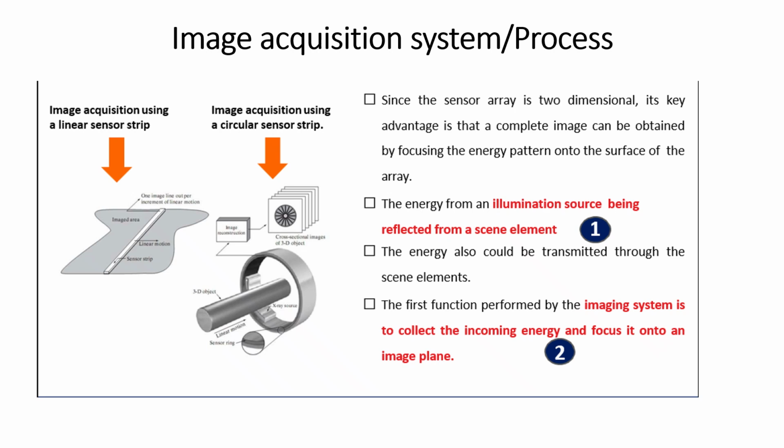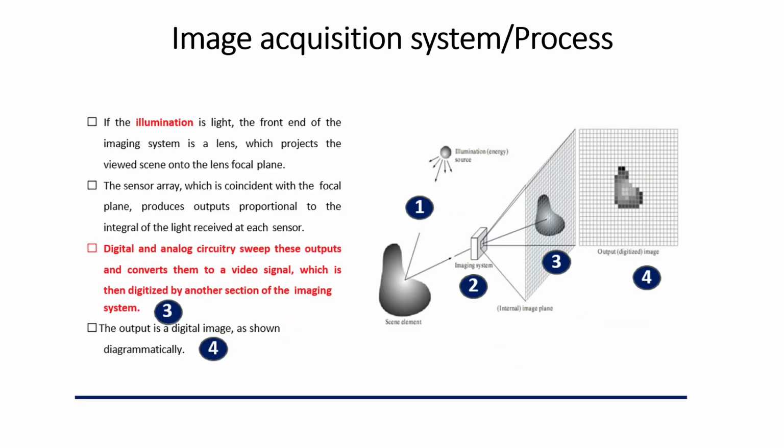We can see the next slide. In this, we could see that some scene element is getting energy from the sun. Energy is acquired by the image. Two is the imaging system where we are going to capture the image. Third one is digital and analog circuitry that sweep these outputs and convert them to a video signal, which is then digitized by another section of the imaging system. The output is a digital image as shown diagrammatically.